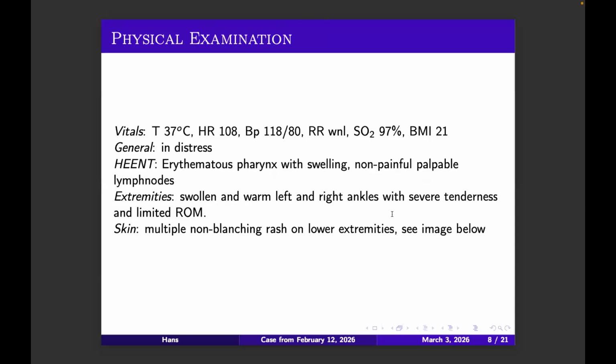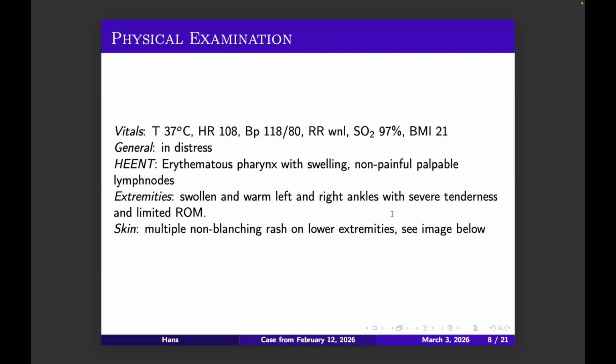Her vitals and the physical exam. Vitals look very normal. She's tachycardic, but otherwise, probably from the pain and the distress she's in, she seems to be fine. She has an erythematous pharynx with swelling, non-painful palpable lymph nodes. So this could be just a run-of-the-mill pharyngitis.